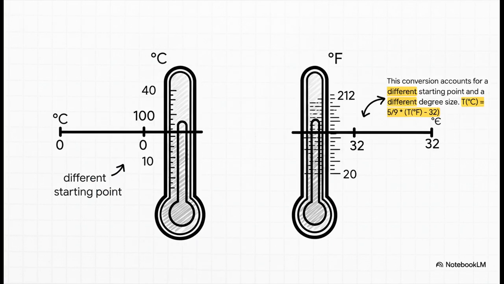And here's the famous one, converting Fahrenheit to Celsius. Yeah, it looks a bit more complex, and that's because Fahrenheit not only has a different starting point, it also uses a different size for its degrees. But really, at its heart, this formula is just a translator. It lets us switch between these 2 different languages of temperature.